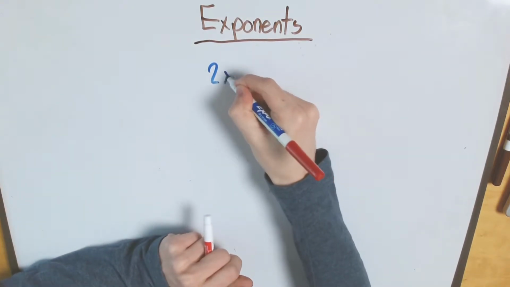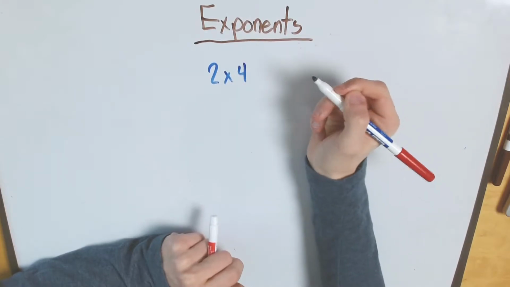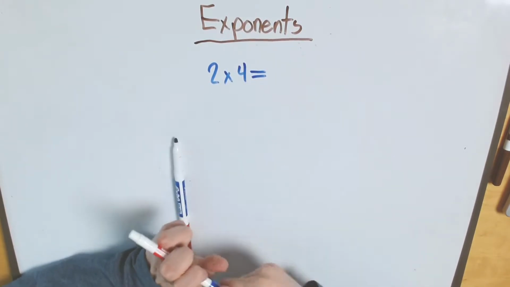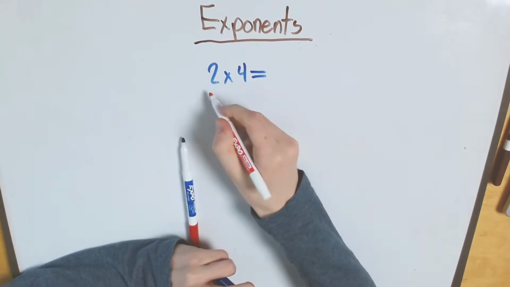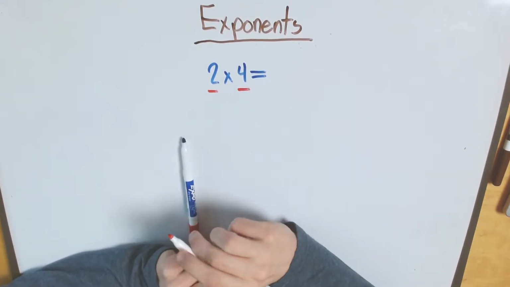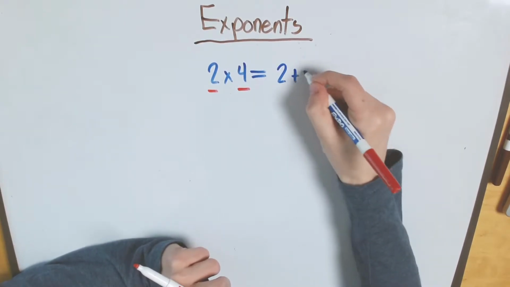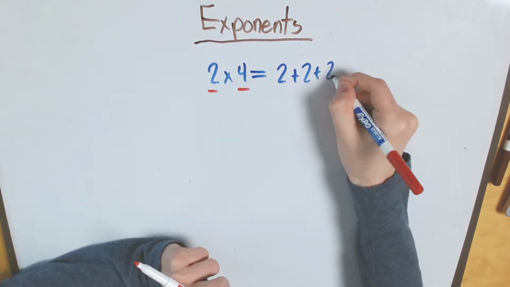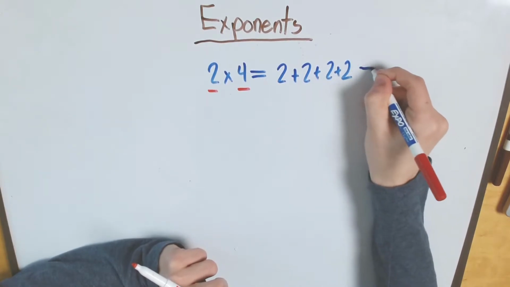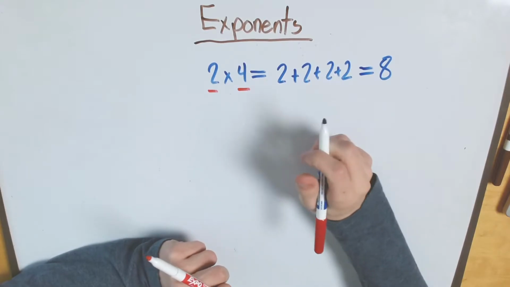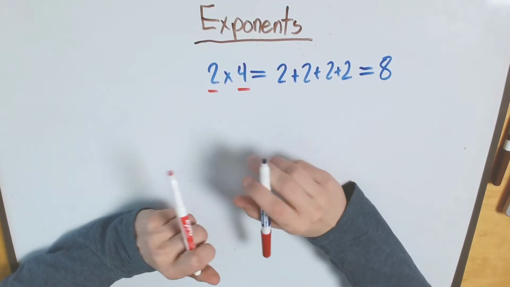2 times 4. Now what does that mean? Well, that basically means, hey, we're adding 2 together 4 times, right? So the end result is we have something like 2 plus 2 plus 2 plus 2, which of course we know is 8, right? That times symbol means, hey, we're adding 2 together 4 times.